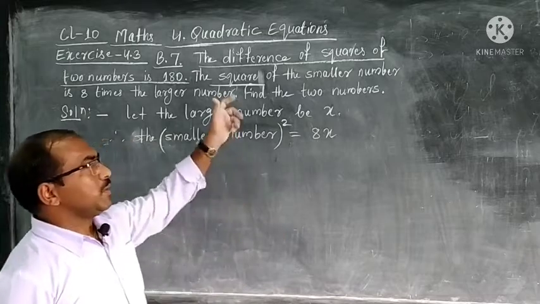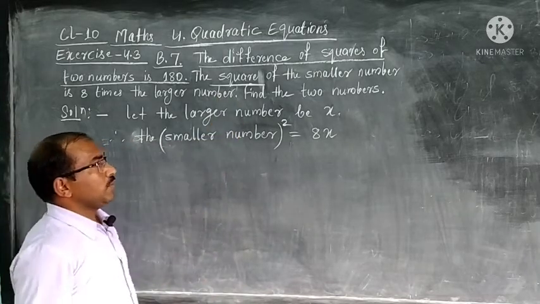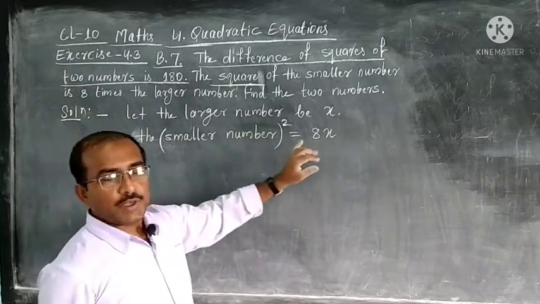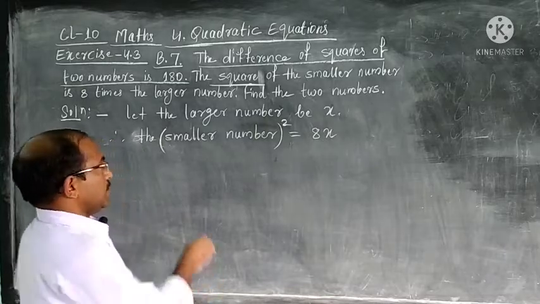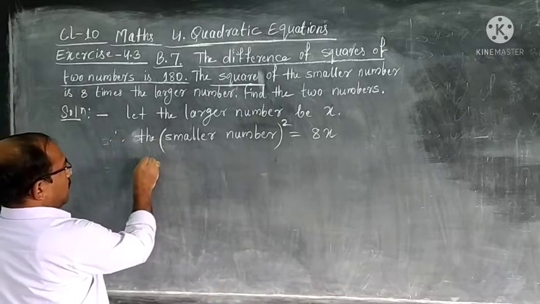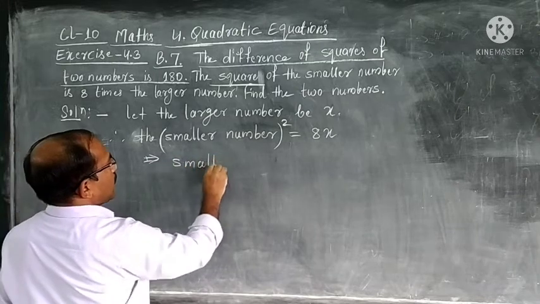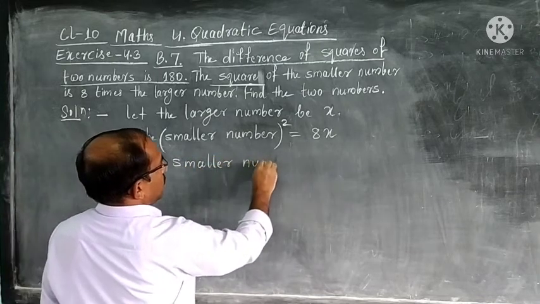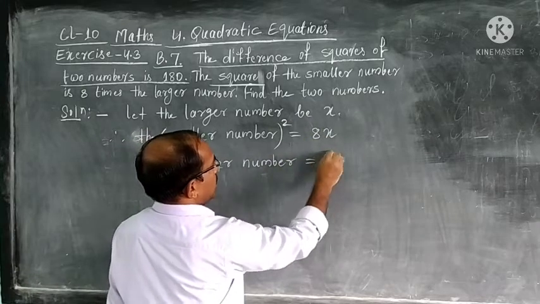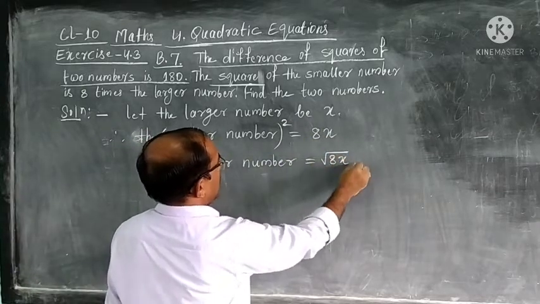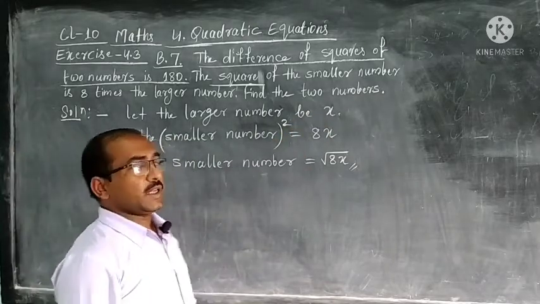So, this is what the statement says, and everything we are doing here. Finally, what will we find? The smaller number will be equal to root 8x. Or we can go with the square of the smaller number, so the square we need to send to the RHS. Now we know the smaller number is root 8x and the larger number is x.